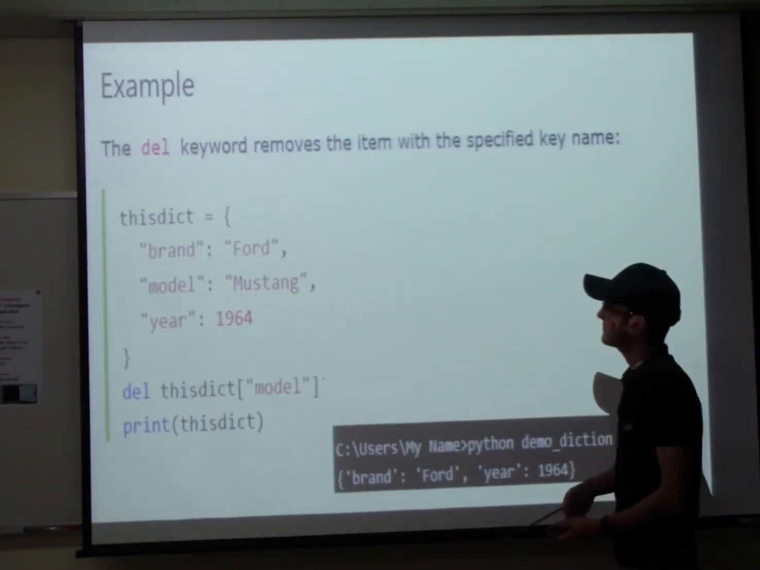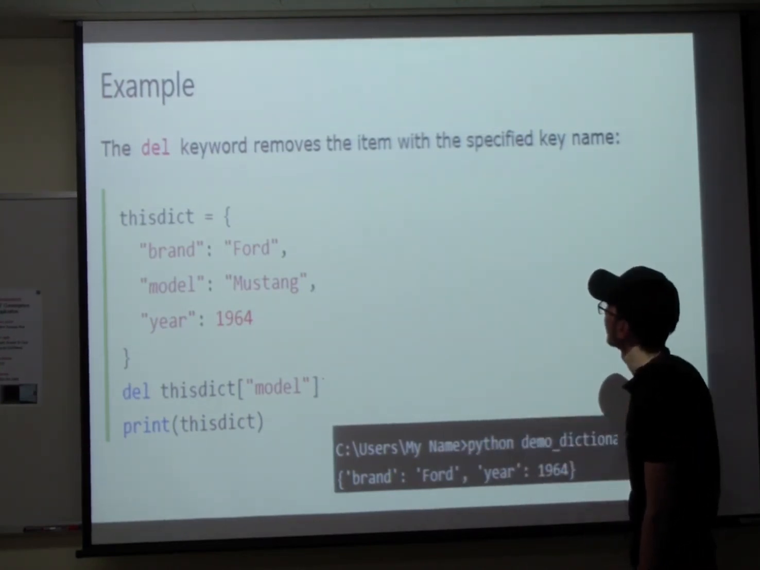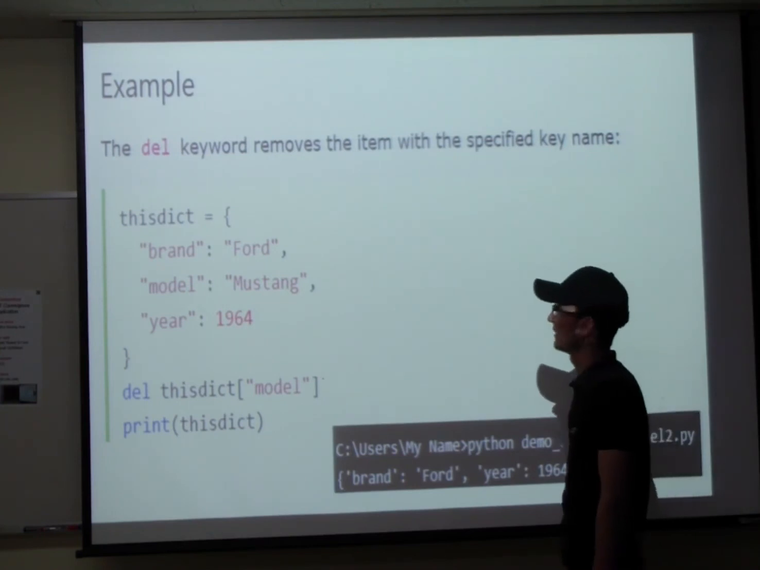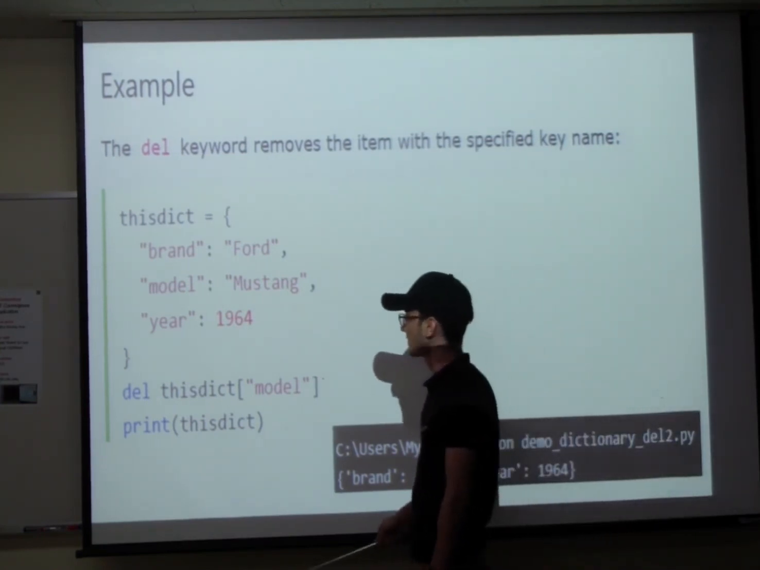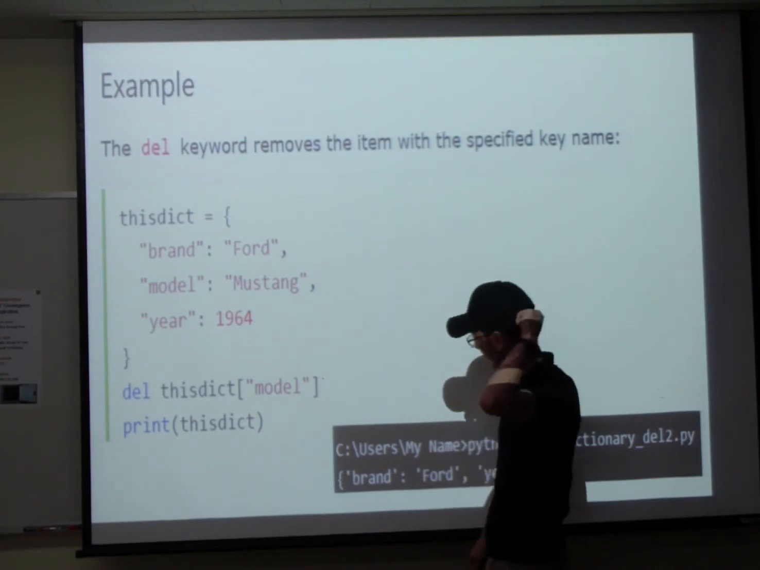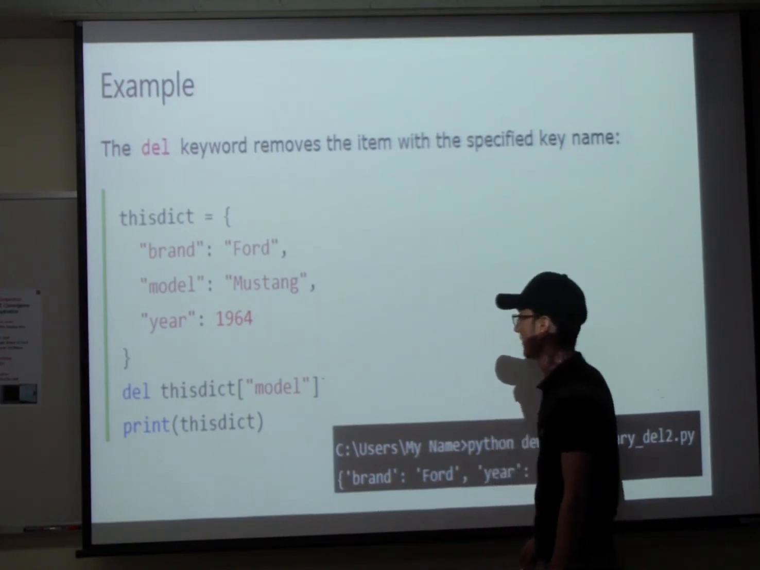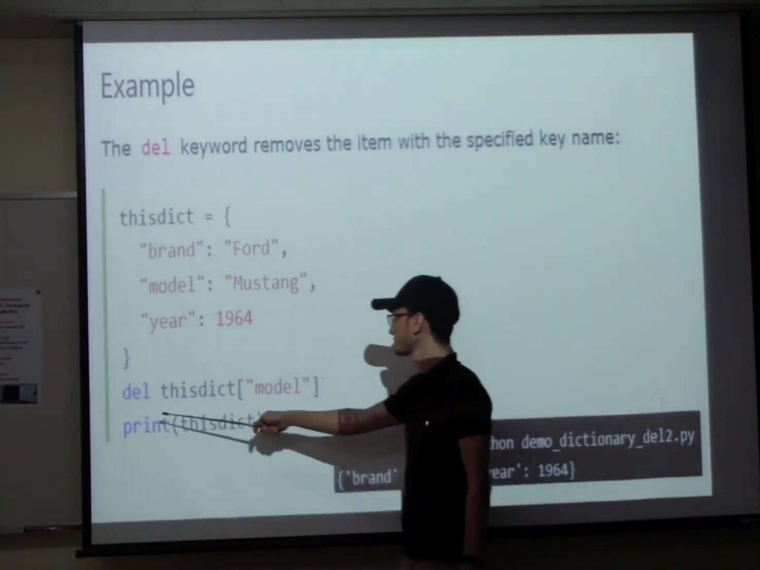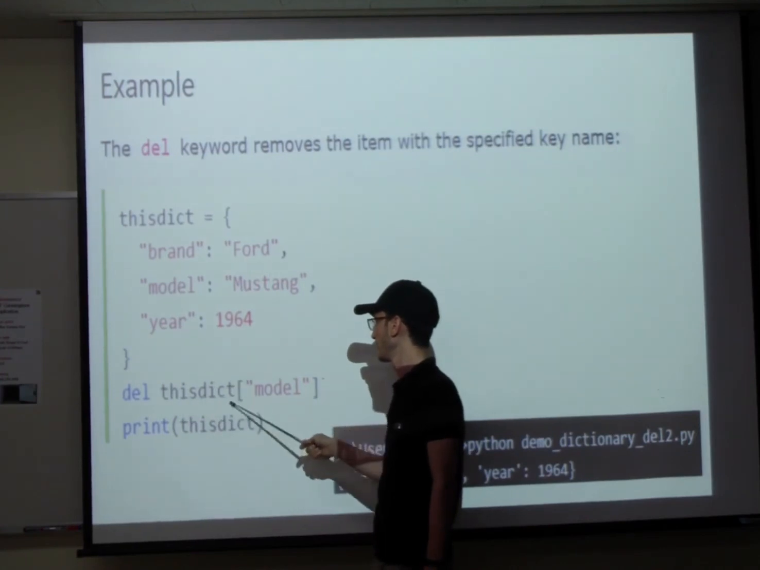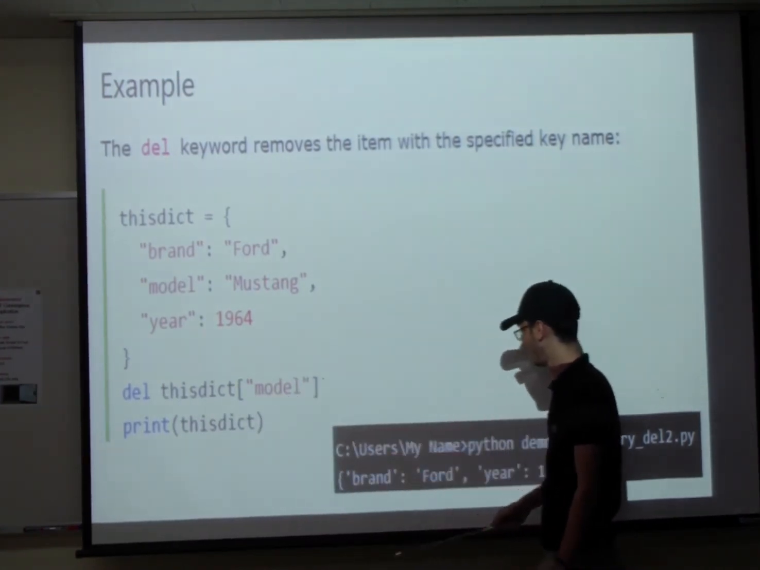So we also have the del keyword, which removes the item with the specified key name. While using the del keyword, we can give it a specified value and it will remove it. So: del, the name of the dictionary, and model. We would like to delete model, so it will delete it.